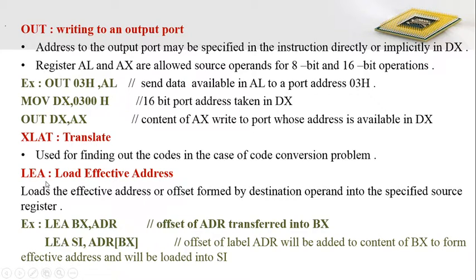Next is LEA, load effective address. It loads the effective address, or the offset address formed by the source operand, into a specified destination register. For getting the offset address of a certain memory label into some destination register, we write LEA BX, ADR. ADR is a memory label, so we find the offset value of that particular label and load it into the BX register. LEA SI, ADR[BX]: the offset of the label ADR is added to the content of BX register to form the effective address, and that address is loaded into SI, the source index register.